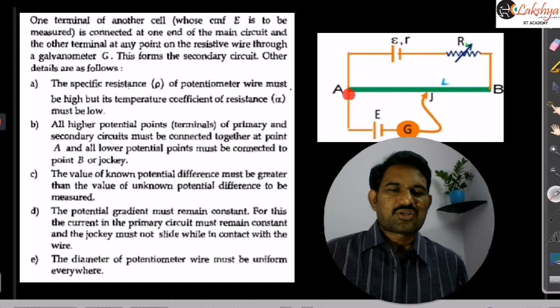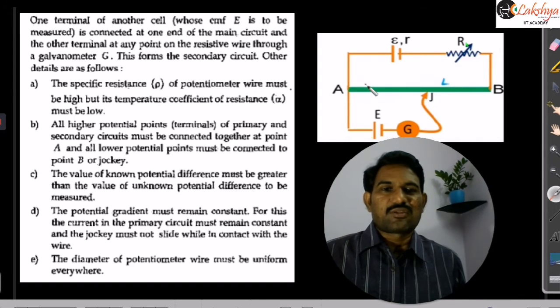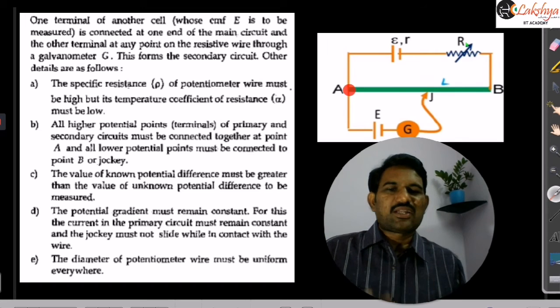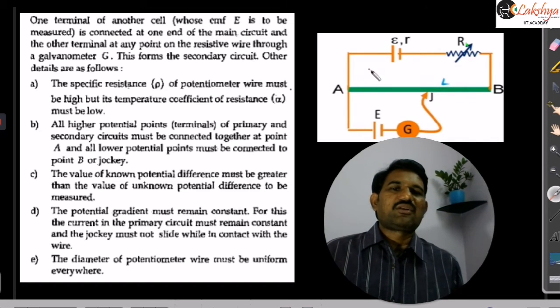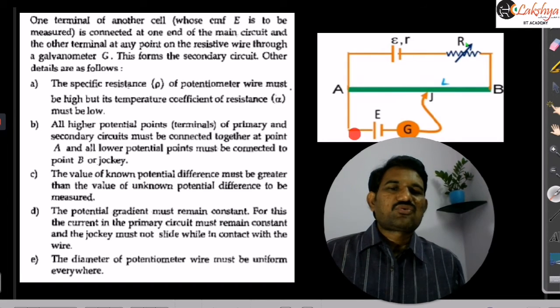That means while setting up this potentiometer circuit, these are some important precautions you should note. The positive terminals of both the cells must be connected to the same point here. By mistake, if you connect them in reverse, then you never get a null point, that means zero deflection in the galvanometer. So the positive terminal of the cell in the primary circuit and the positive terminal of the cell in the secondary circuit must both be connected to the common point here. And the lower potential is connected to this jockey. That is another point here.